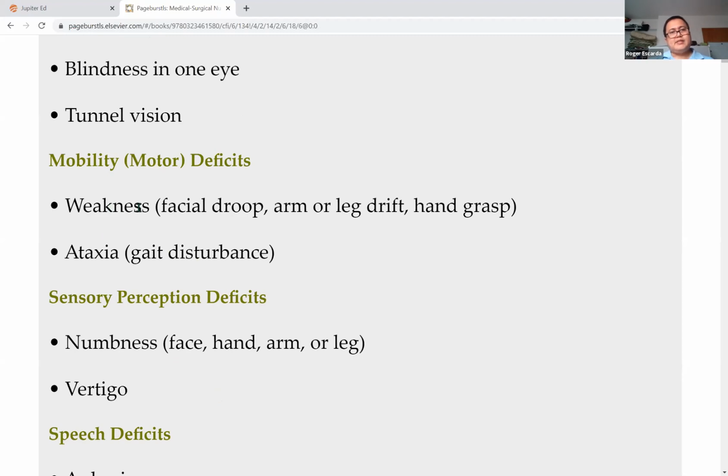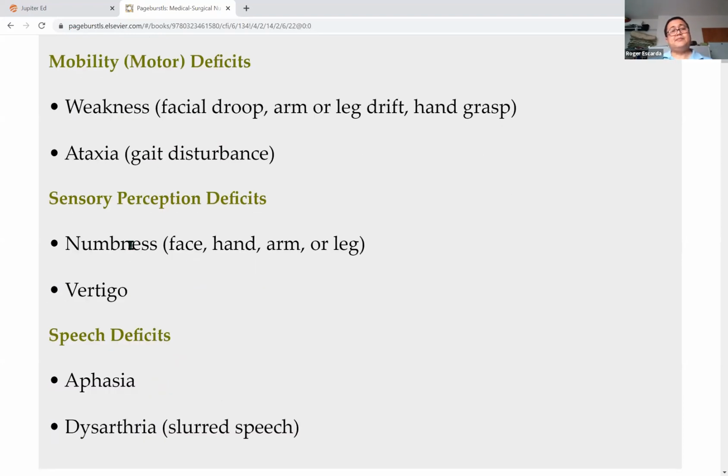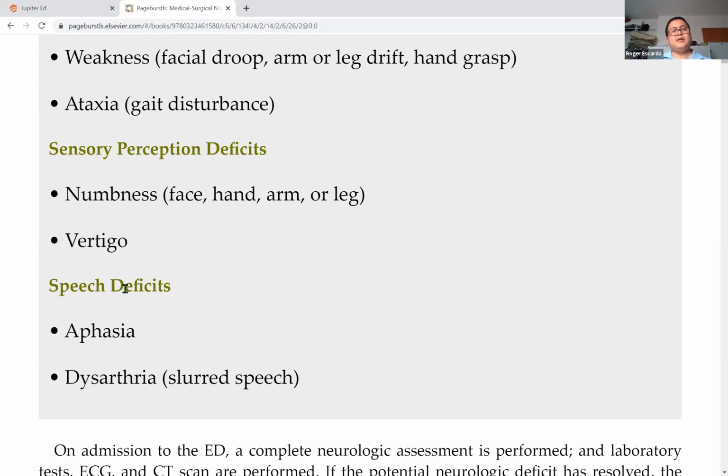And then there's weakness, which will be manifested by either drooping of the eyelids or facial droop, arm or leg drift, for instance. Ataxia, patients will have a disturbed gait. There's numbness, meaning loss of sensation on one side of the body. Could be the left side or the right side. There's vertigo also, meaning spinning, or motion sickness sensation. And then you have aphasia, difficulty speaking, and dysarthria.